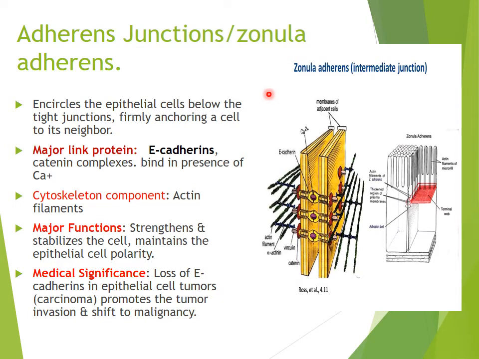Now the second one, the adherens junctions or the zonula adherens. These types of junctions encircle the epithelial cells below the tight junctions and firmly anchor a cell to its neighbor. The linker proteins which are anchoring the two lateral surfaces are the E-cadherins. The E-cadherins or the catenin complexes bind with each other in the presence of calcium ions. The cytoskeletal component, which is strengthening these lateral surfaces on the cytosol side, is the actin filaments. So it maintains the cell polarity and strengthens and stabilizes the cell.